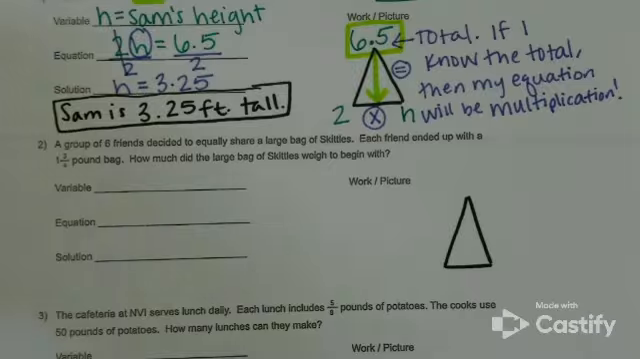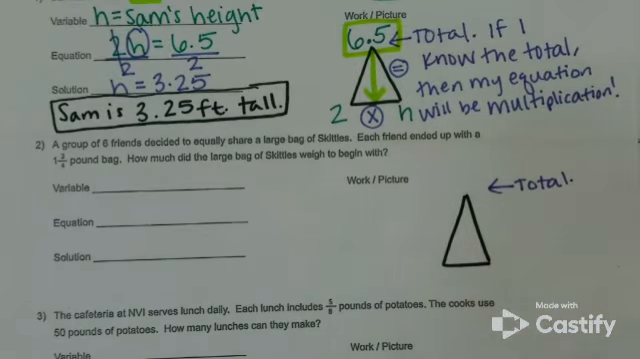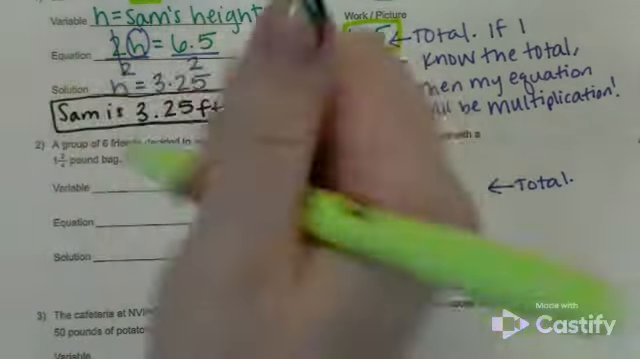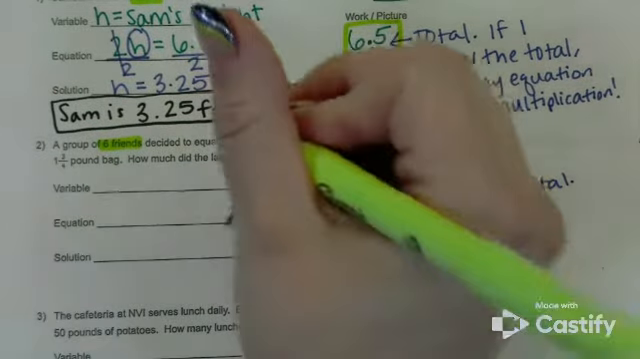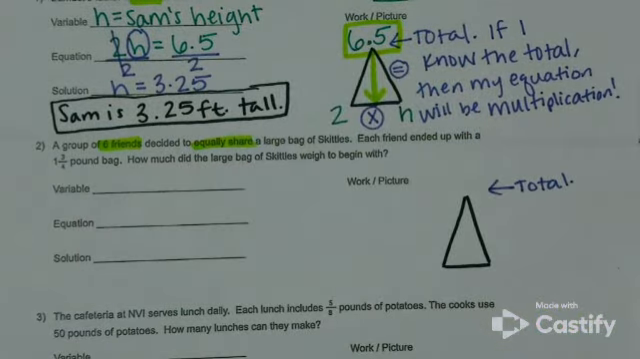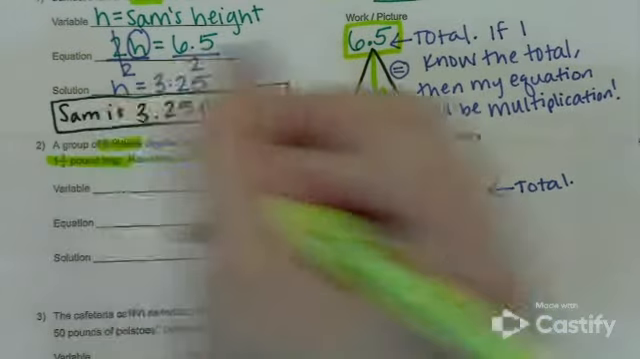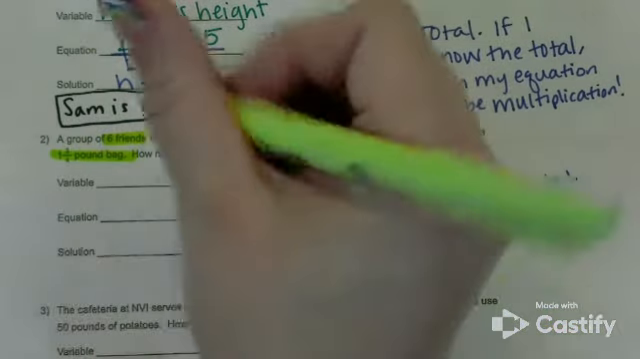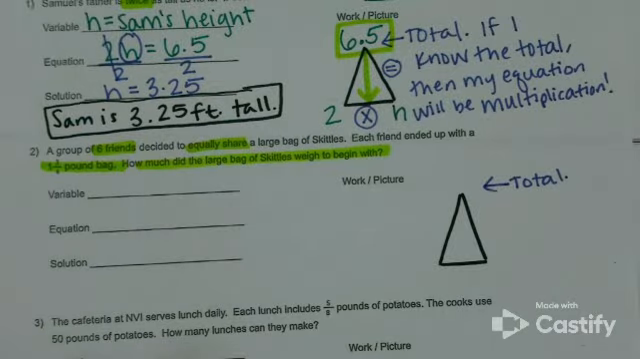Again, my total always goes at the top. Always. That does not change. This problem says a group of 6 friends decided to equally share, should give you a clue as to what we were doing, a large bag of Skittles. Each friend ended up with 1 3/4 pound of a bag. How much did the large bag of Skittles weigh to begin with?